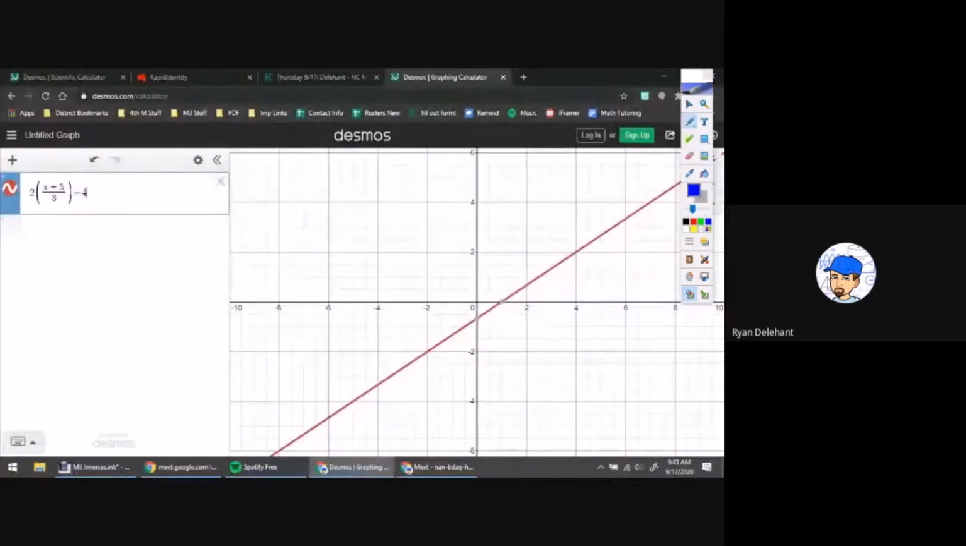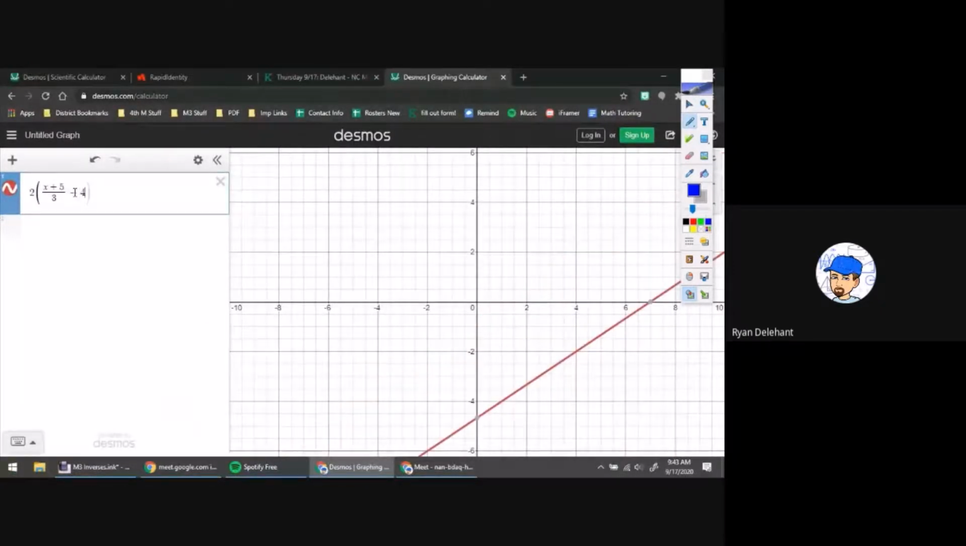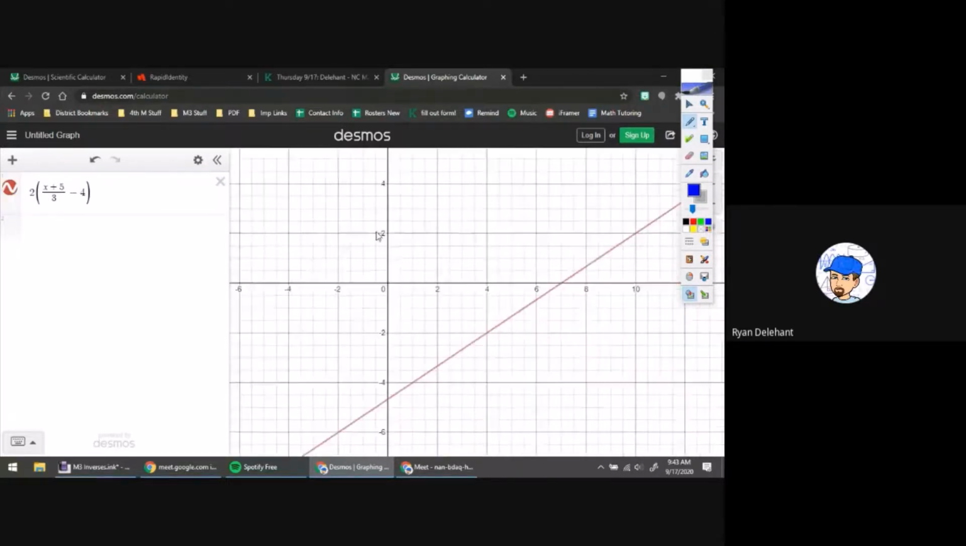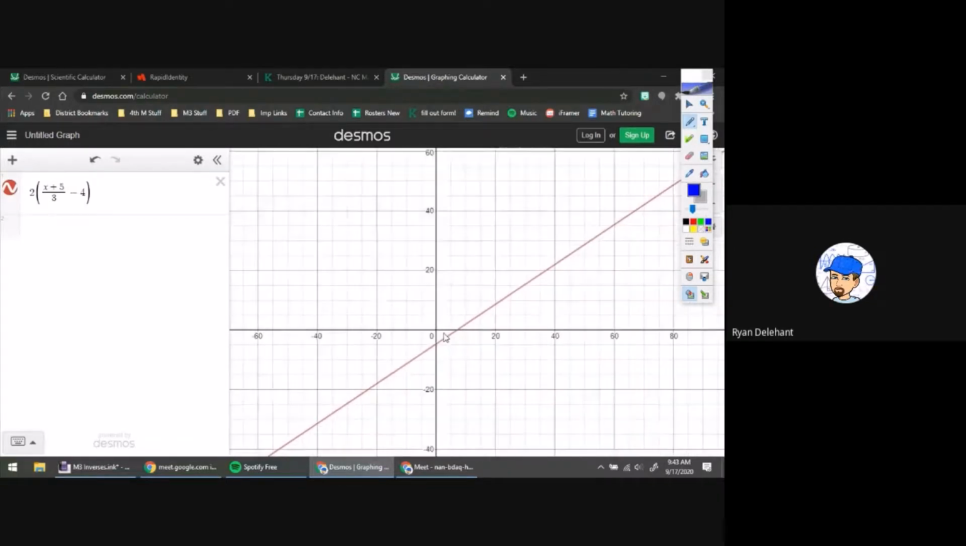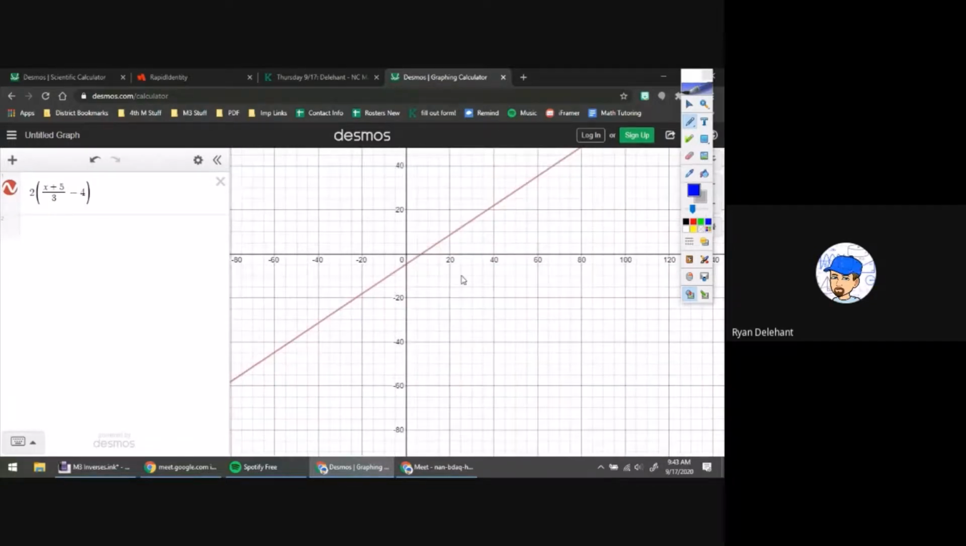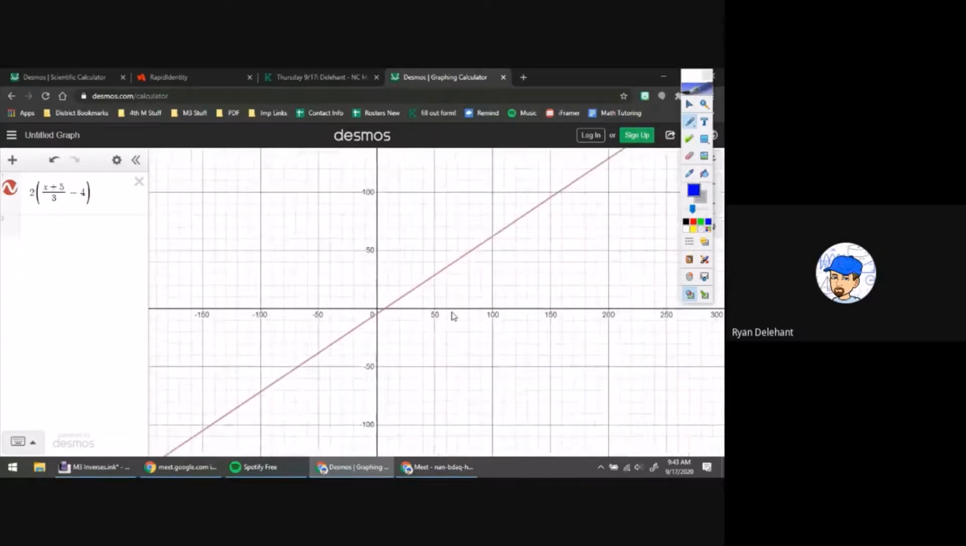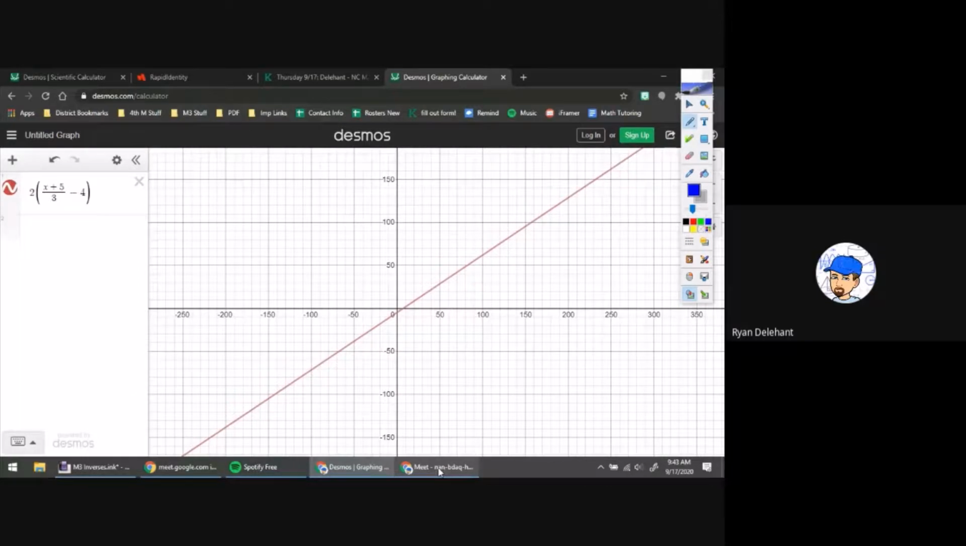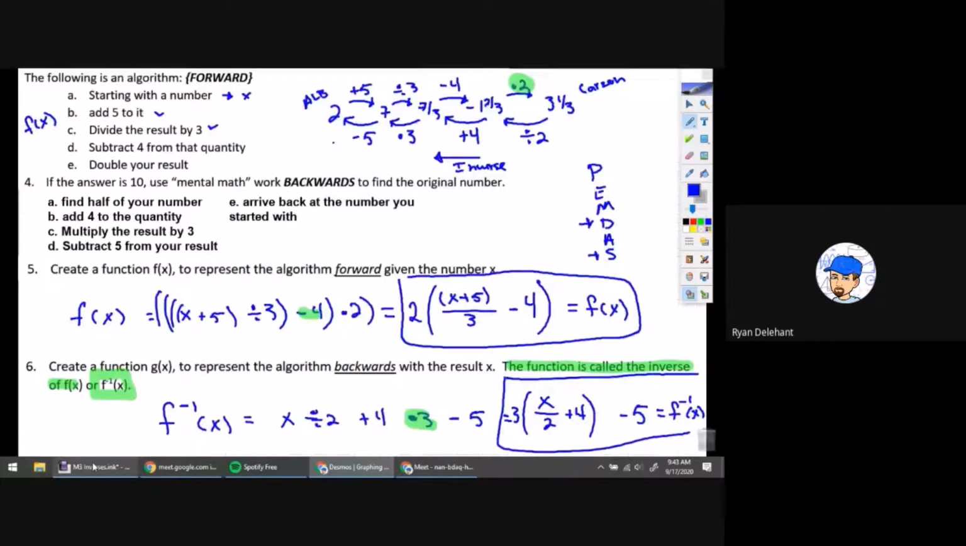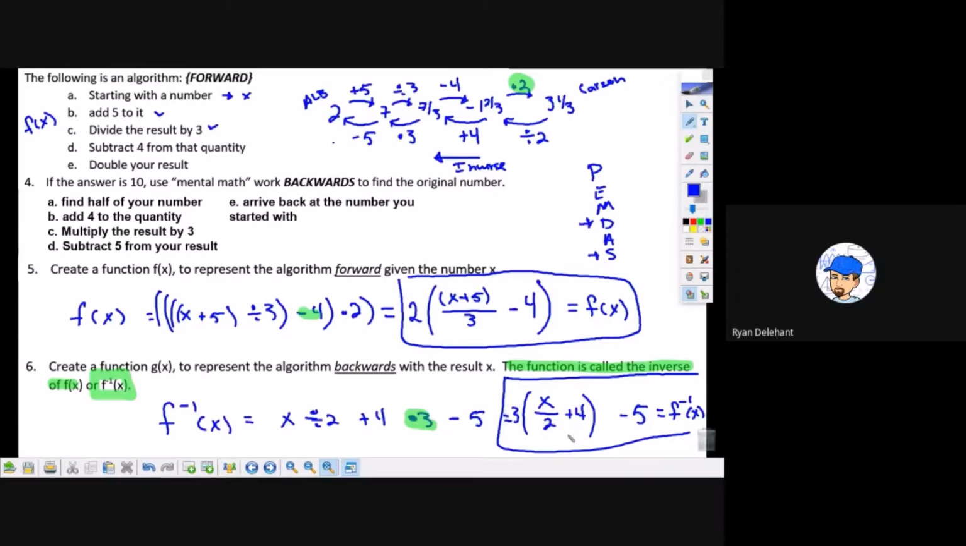This is not in the right spot. It is. It's nice with Desmos because it has the proper formatting to make it look like what you would write on your paper. Plugging these things into your handheld calculator is tough. So we get a line. Now, if we come back and we do the second one, 3x divided by 2 plus 4 minus 5.